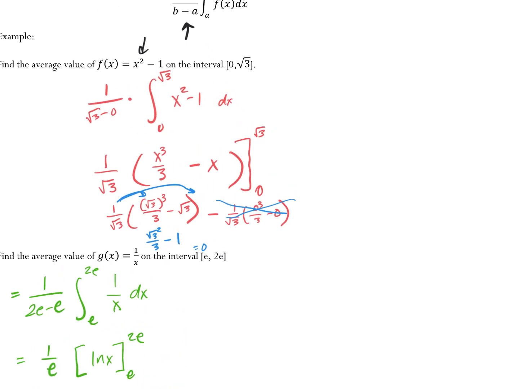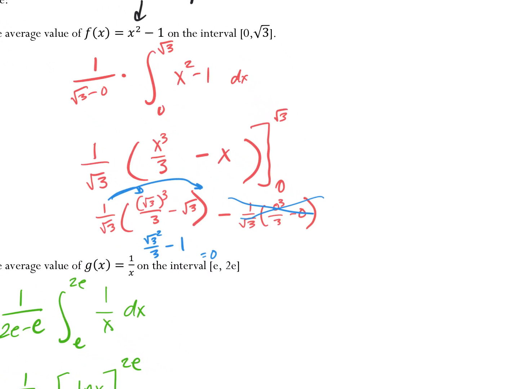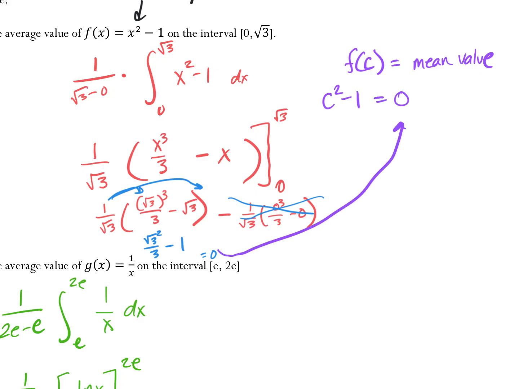So, if I'm looking at this one, I want to find the value of c such that f of c equals that mean value. So in this case, f of c would be c squared minus 1, and we found that that average value was 0. So I want to find where does c squared minus 1 equal 0. So I get c squared equals 1, c equals plus or minus 1, except we only care about the positive because our interval goes from 0 to square root 3. That's the value that's inside our interval.